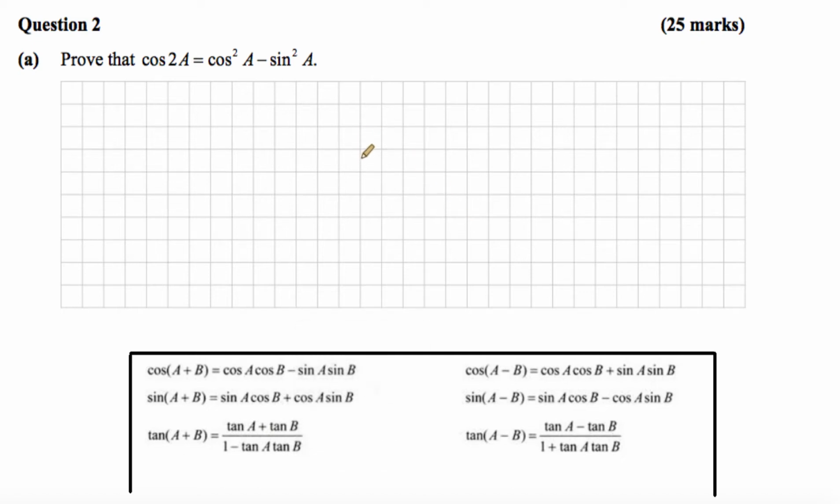So this is the 2014 Leaving Cert Higher Level Paper 2, and we're looking at question number 2. Part A says prove that the cos of 2A is equal to cos squared A minus sine squared A.